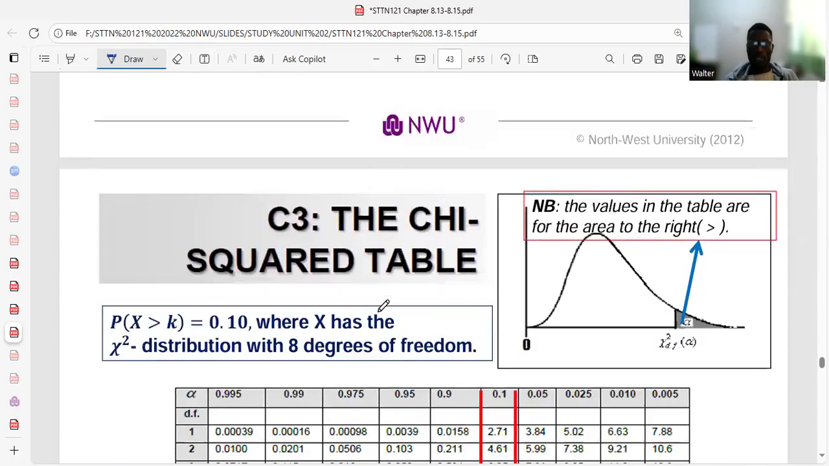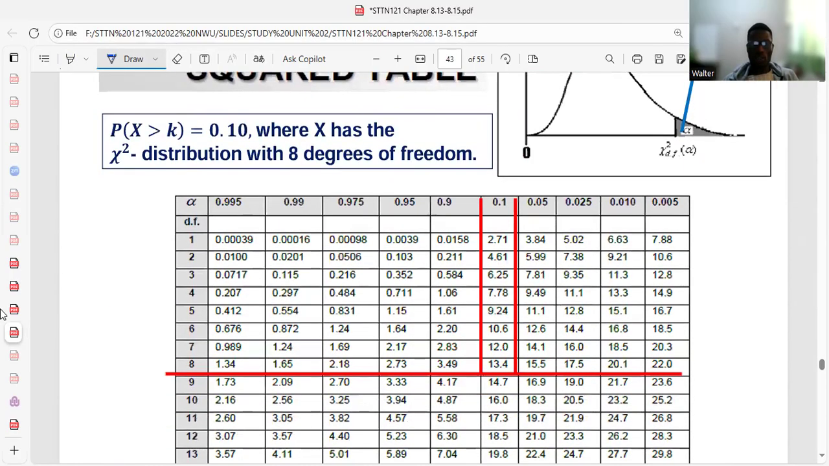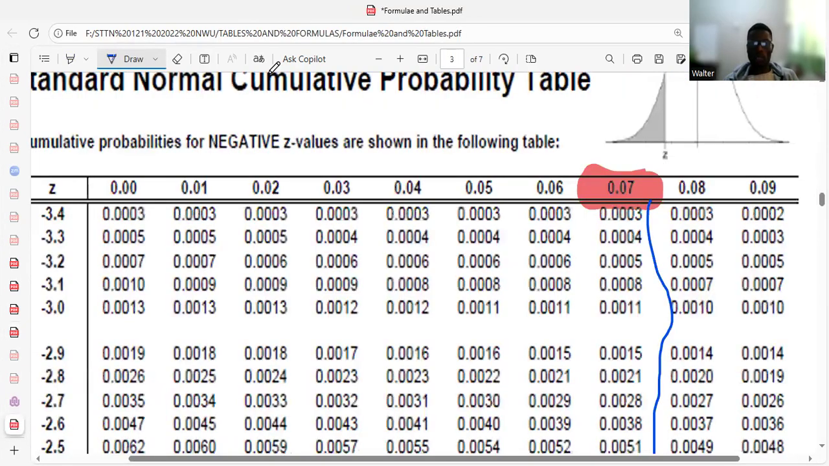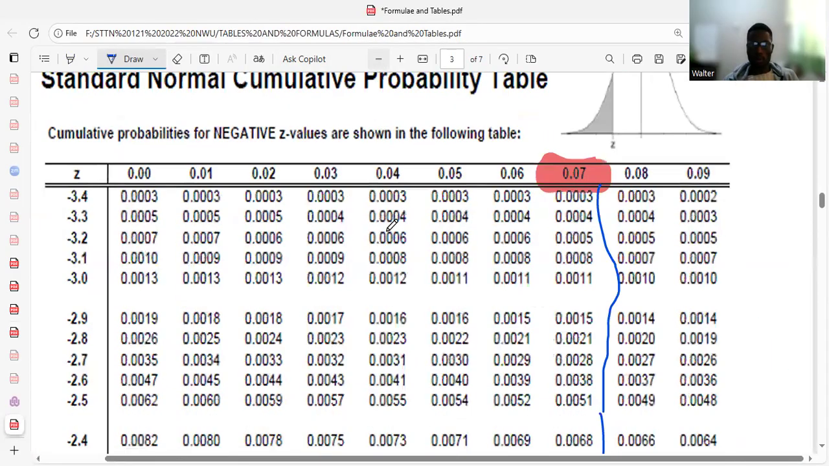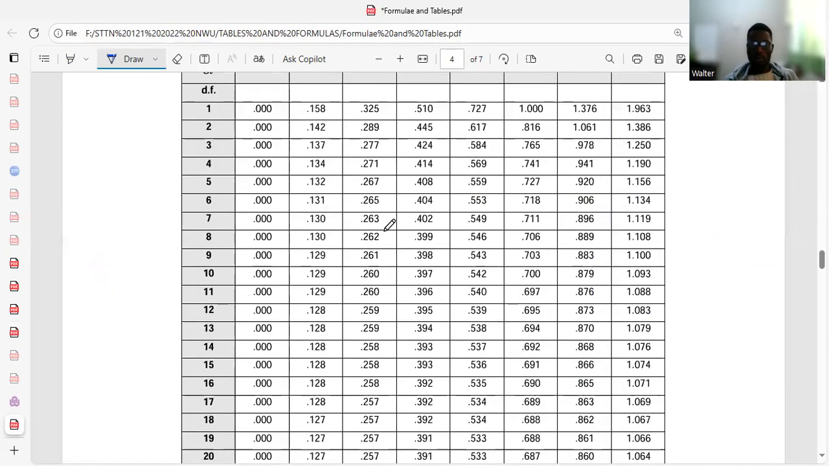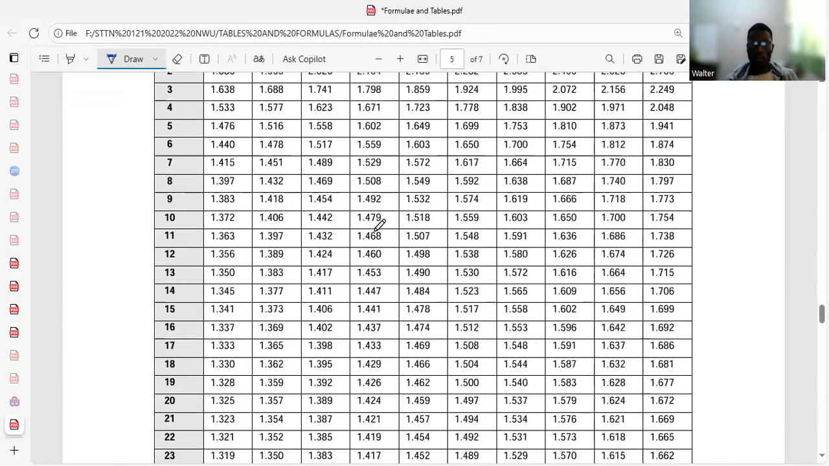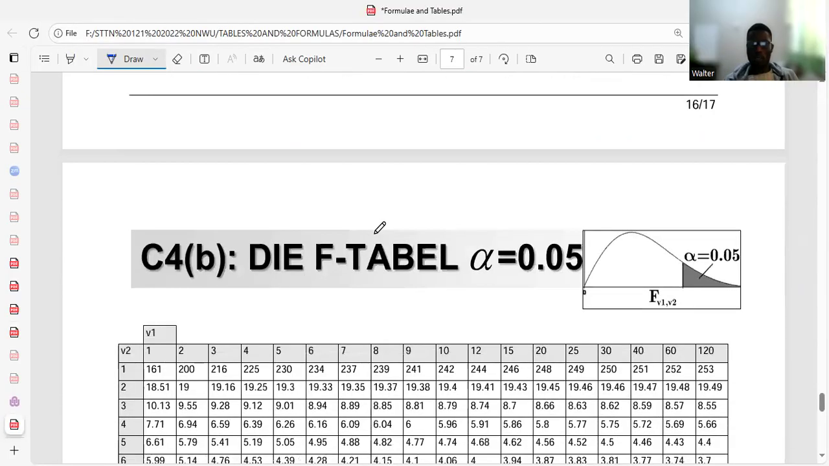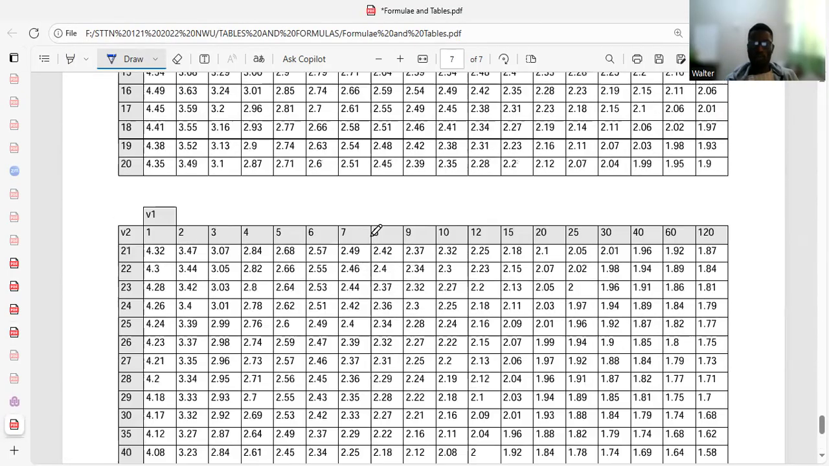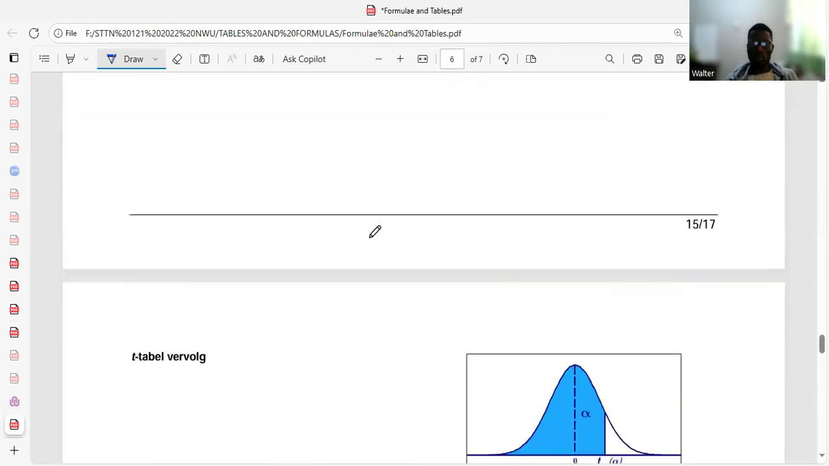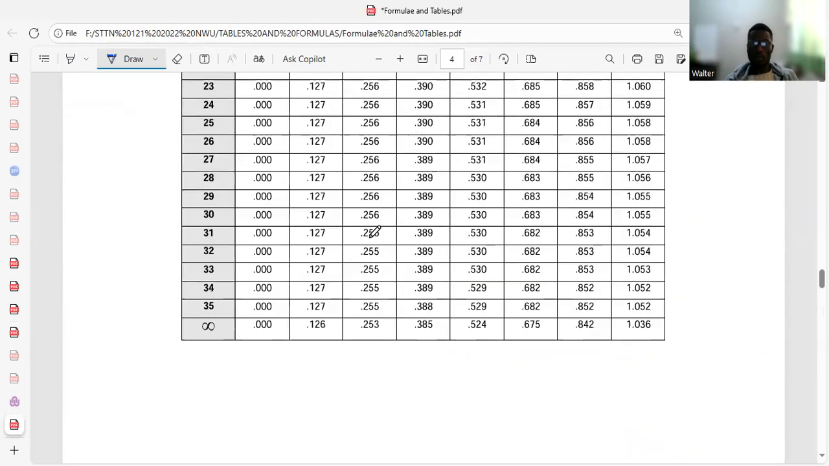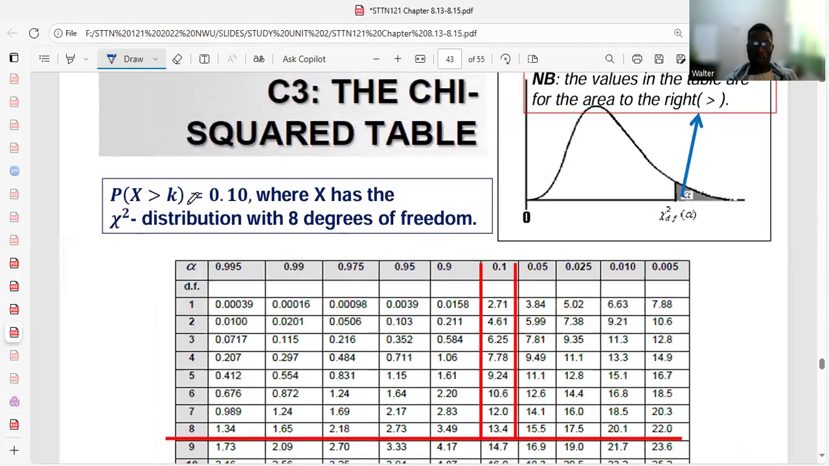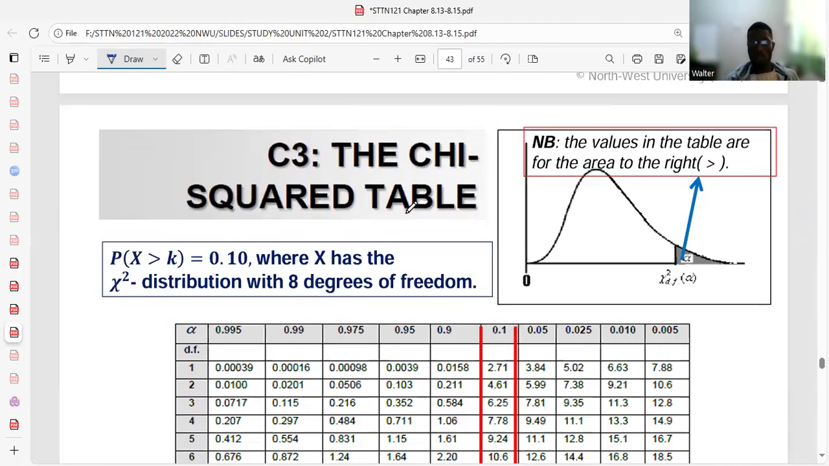The one where you are given the chi-square. This is the table that you are going to use for the chi-square. Let's check on the formula sheet. I want to show you guys the formula for the chi-square. That one is the T table. This one is the T table. I want to show you the one for the chi-square. This is the F table. Let me check here. This one. Okay, the chi-square table. I think you'll be given that table.